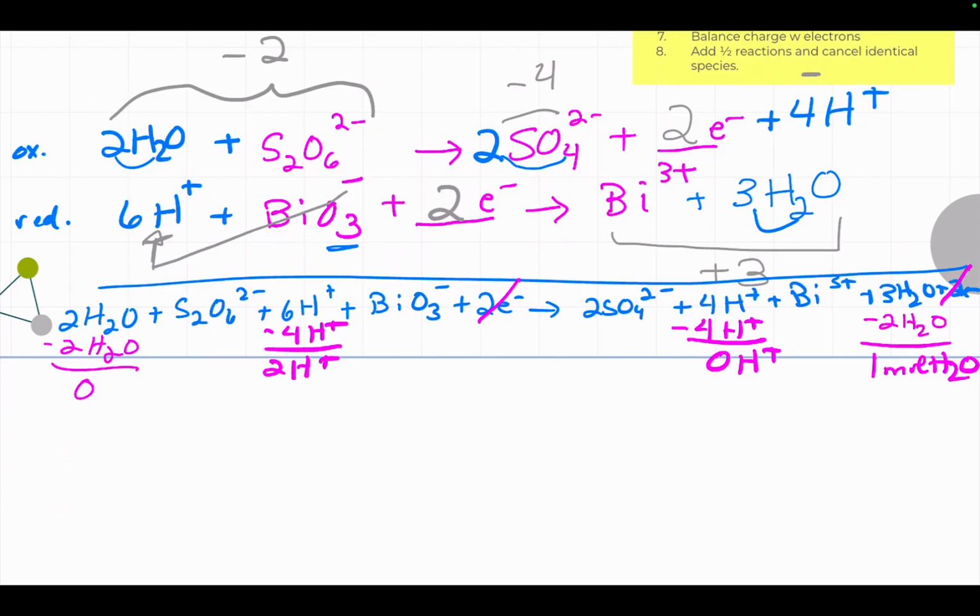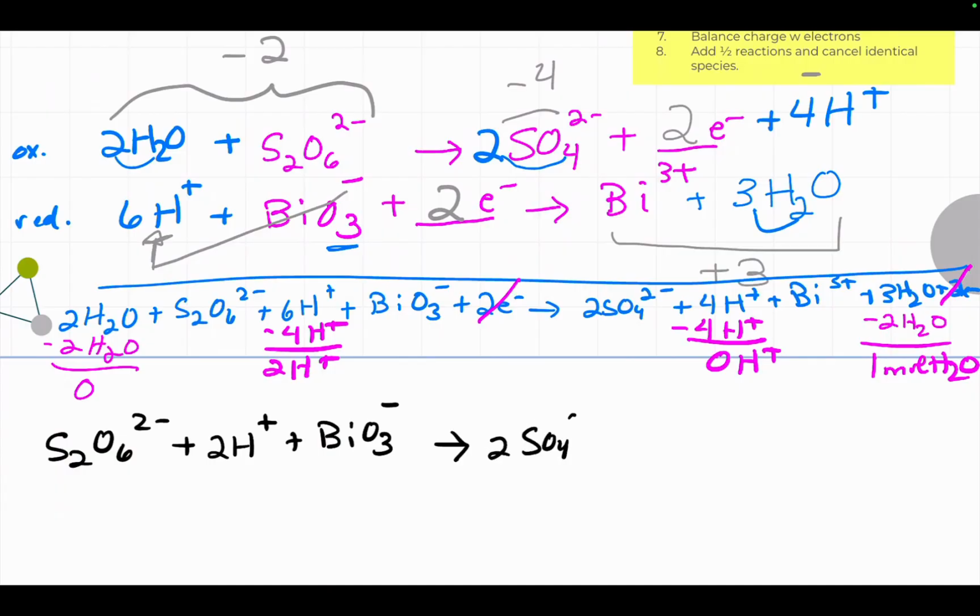So in the end, we have this sulfur-containing ion and 2 hydrogen ions, the bismuth ion, and then let's make sure I'm not forgetting anything. And then on the other side, we have the 2 sulfates, the bismuth +3 ion, and the 1 mole of water. And again, states of matter.